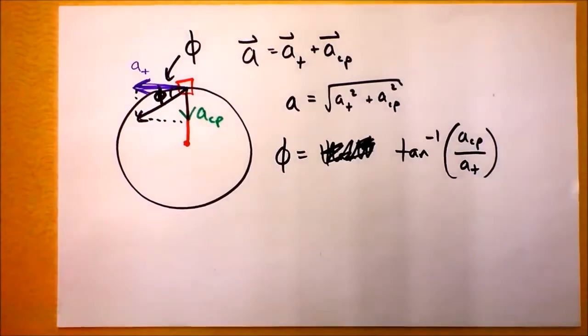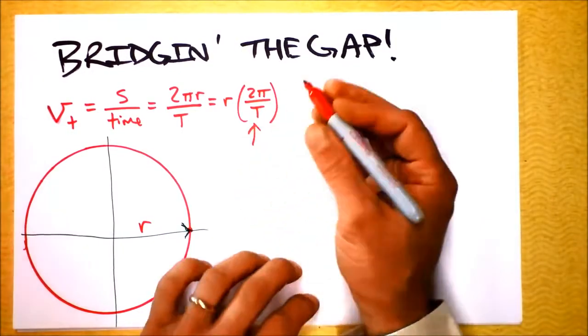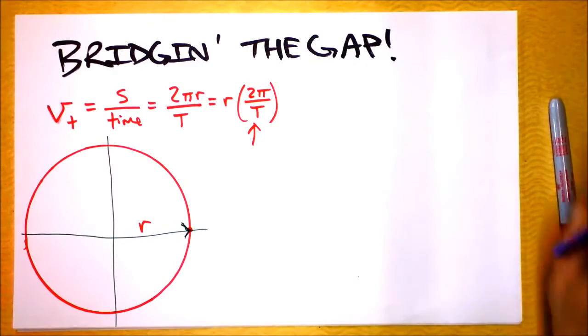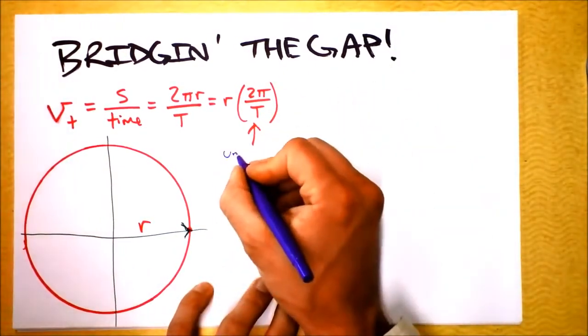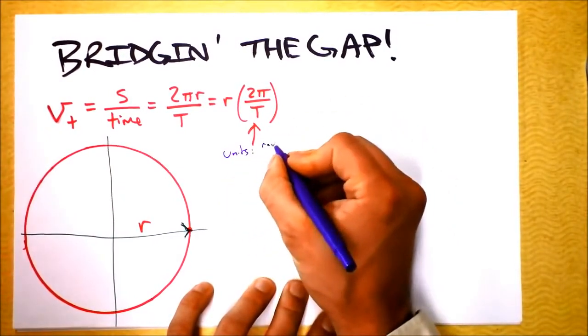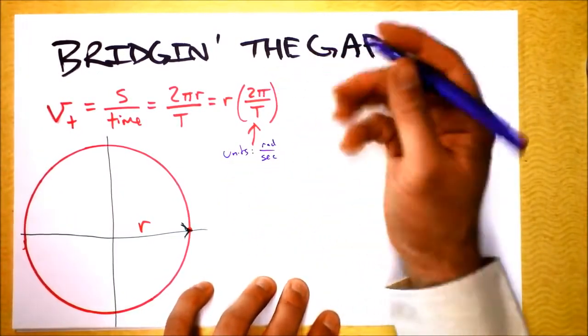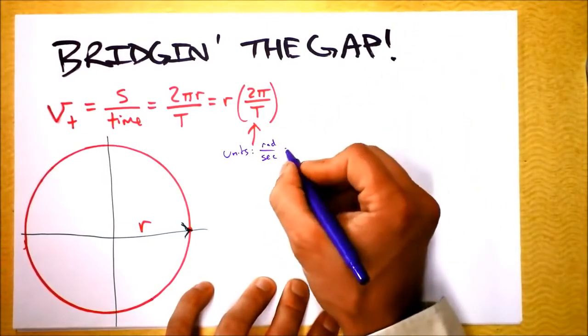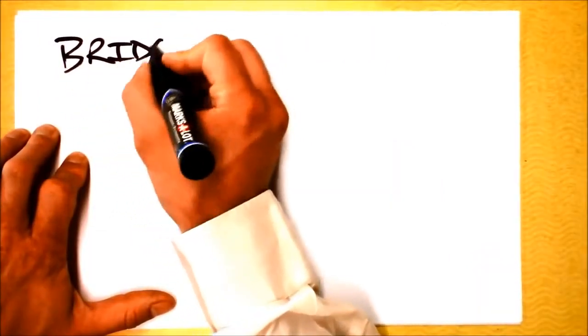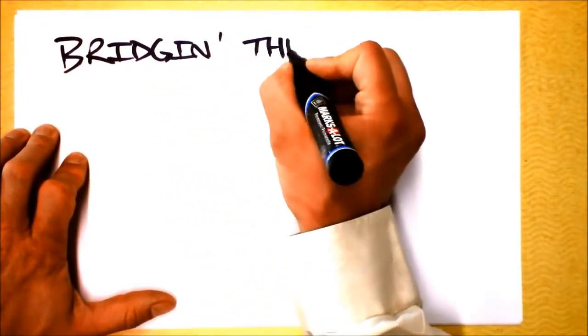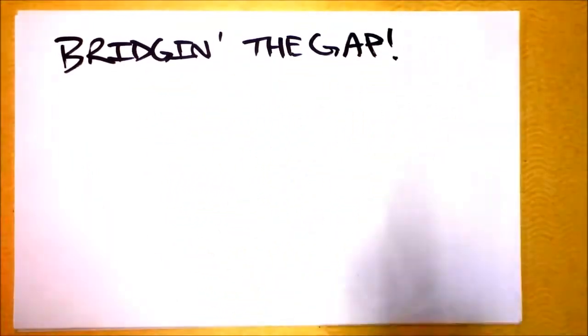This quantity, 2 pi over period. You'll remember from a previous video that 2 pi over period is something. I'll give you a moment to think about what it is. It has units of 1 over seconds, or maybe it has units of radians over seconds, because 2 pi really does look like radians. But remember, these radians are kind of like phantom units. This is what I call bridging the gap. And this will help us connect circular motion to linear motion.